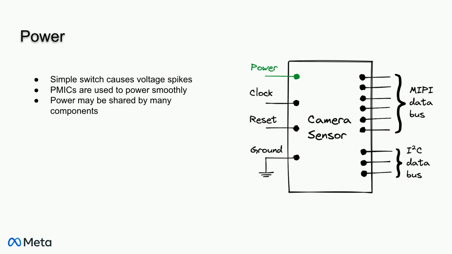Now, I said before, you can't simply cut the power to a sensor, and this is because severing power suddenly can cause voltage spikes and other really bad electrical phenomena to happen, which is why in practice when we're designing hardware, components are usually powered with something called a PMIC, or a power management integrated circuit, that brings voltage and power up and down smoothly, gracefully.